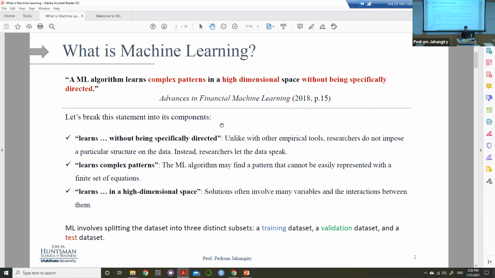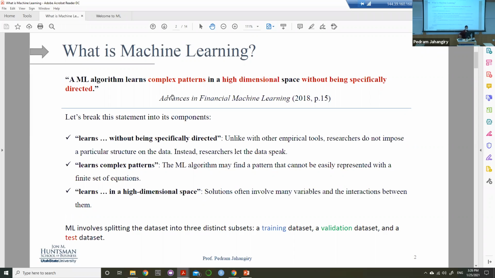There are many different definitions. This is one of the best ones, in my opinion, and I took it from the textbook Advances in Financial Machine Learning. This is a PhD level textbook, and the author is Marcos Lopez de Prado. He's a finance professor at Columbia, but he works in industry, and he was the quant of the year last year. If you ever want to continue machine learning in finance, this is the best reference.